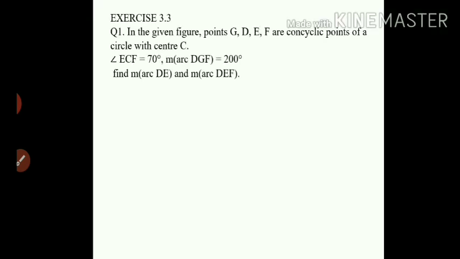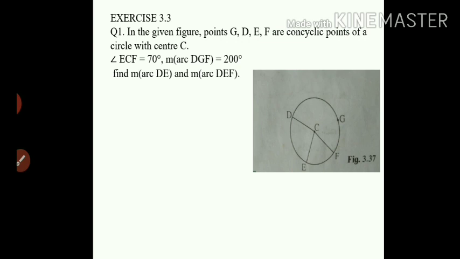Now we'll take only two sums of 3.3, that is question number 1. You can see, in the figure points G, D, E, F are concyclic and they are lying on the circle with center C. Now see, angle ECF, which is a central angle, is given 70 degrees and the measure of arc DGF is 200. Now find the measure of arc DE and measure of arc DEF.